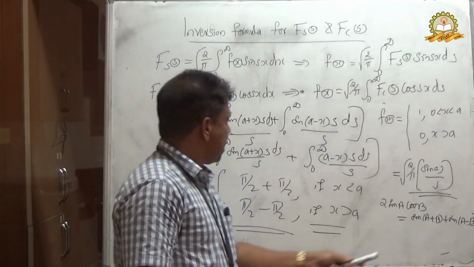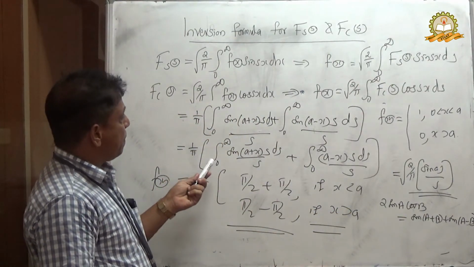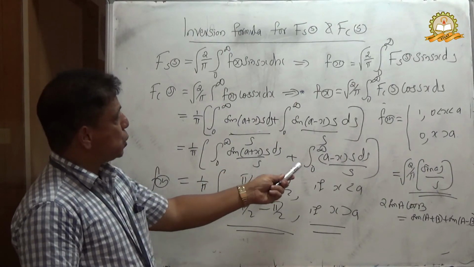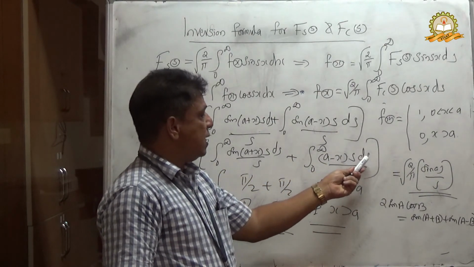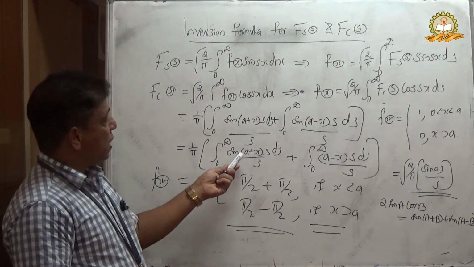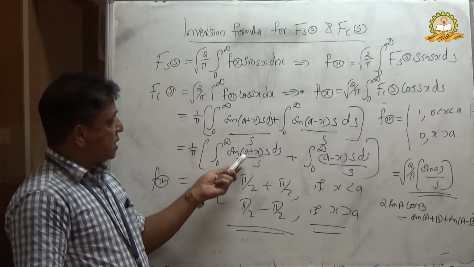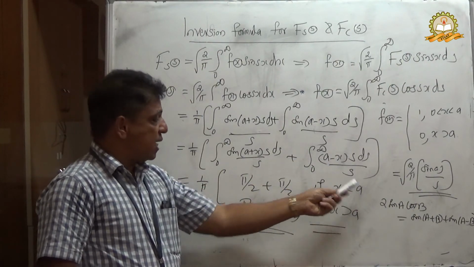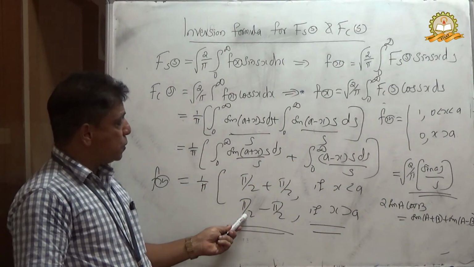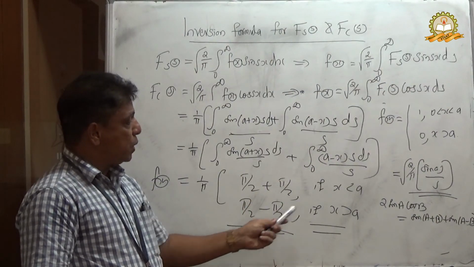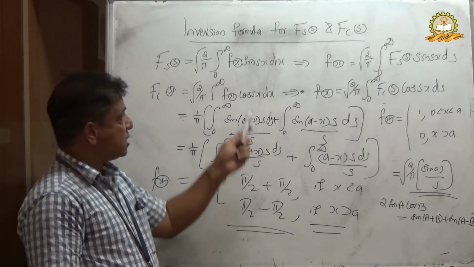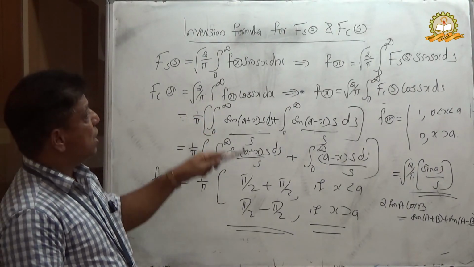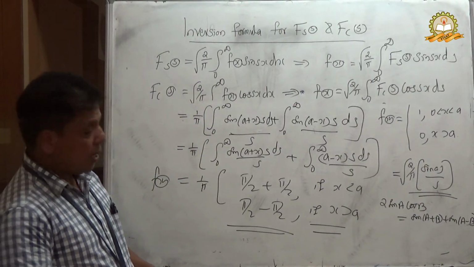Applying that trigonometrical identity, we get 1 by pi integral 0 to infinity sin (a plus x) s ds by s plus integral 0 to infinity sin (a minus x) s ds by s. The answer was already discussed in the plus 2 level. This answer is pi by 2, and this answer is also pi by 2 if x less than a. And this answer is pi by 2, and this answer will be minus pi by 2 if x greater than a. This is the procedure to find the inversion formula for the Fourier cosine transform. Okay? You clear? Okay.